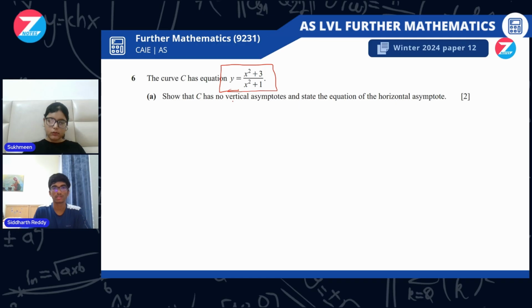So vertical asymptote happens when the denominator is equal to 0. So x squared plus 1 is equal to 0. This equation x squared is equal to minus 1 actually only has imaginary roots. So it has no real solutions.